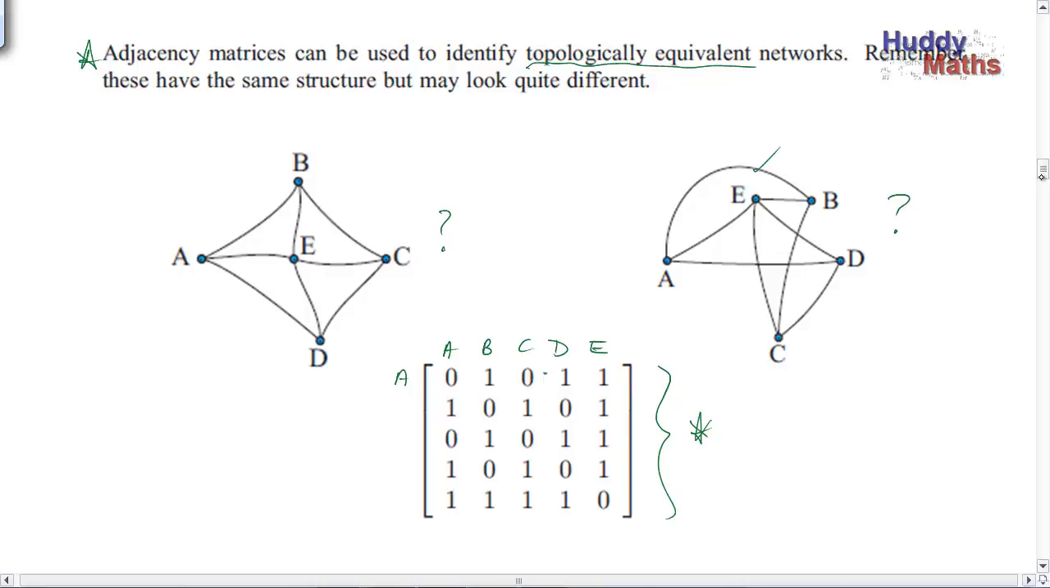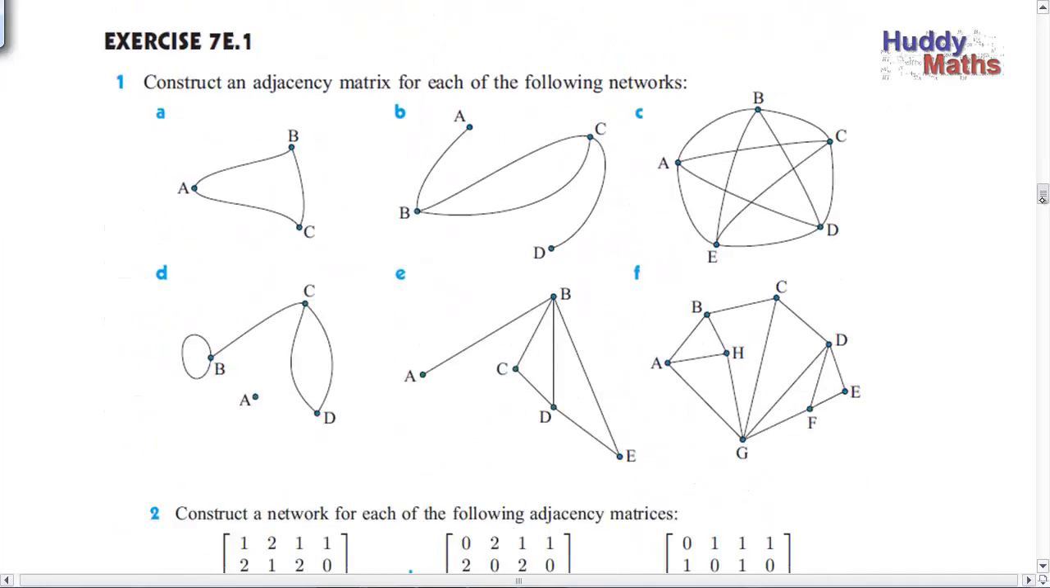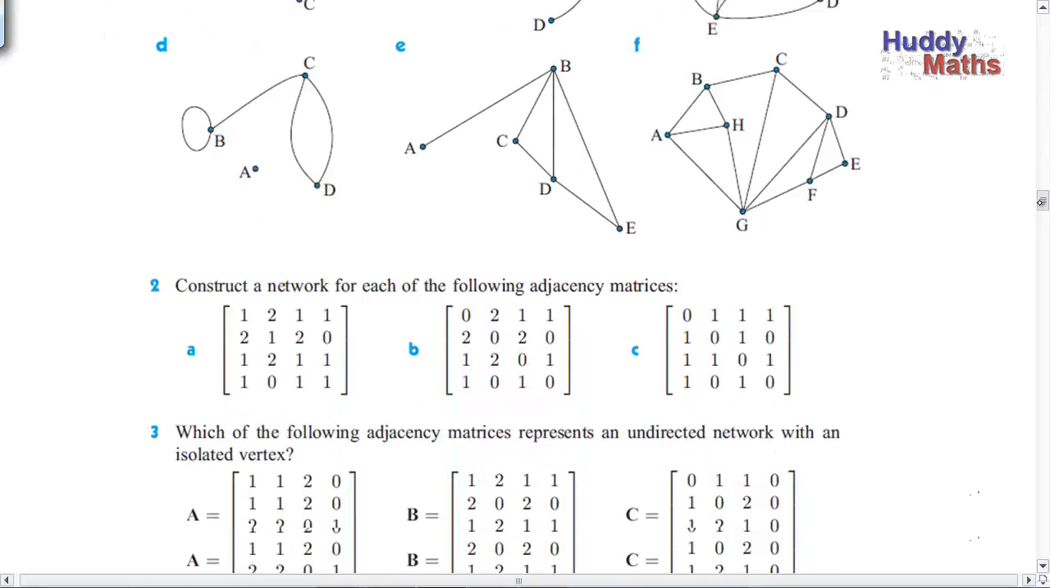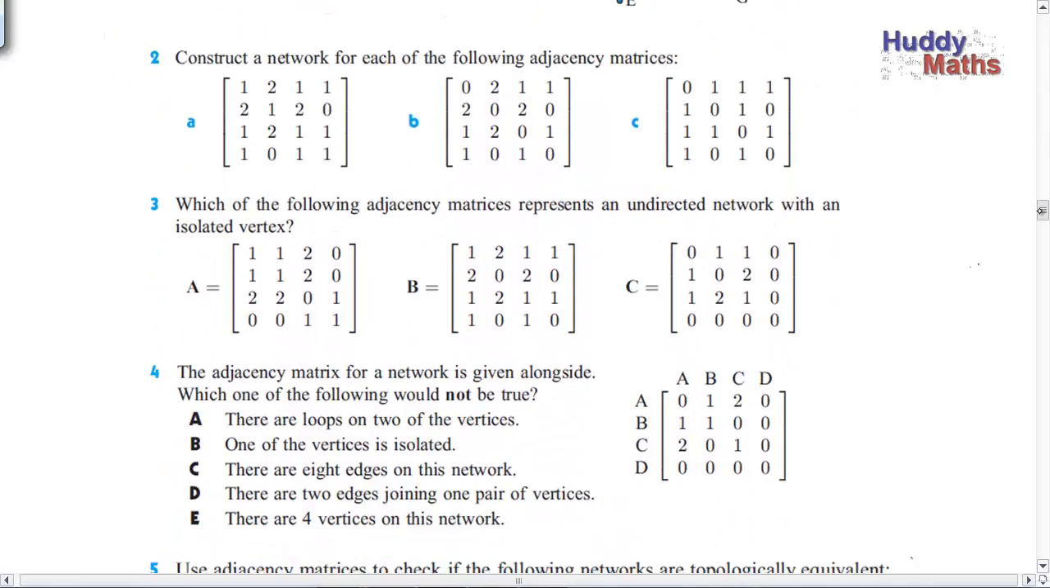All right, come on down and let's have some exercises for you. Here's question 1 from 7E1. I want you to try and do all of these, make up the matrix for each of them, and I'll take you down and show you the solutions in a minute. Let's have a look at question 2. Questions 2, 3 and 4 we can get on there. You might have a go at a couple and then fast forward, make sure you're getting the right answers.